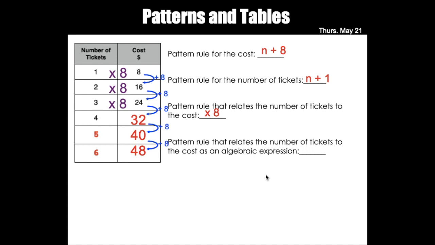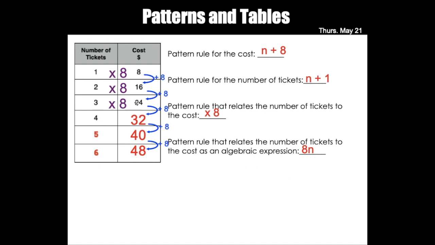How would I write this as an expression? Well, the variable would be the number of tickets purchased times 8. So for example, if I bought 100 tickets, the 100 would replace the n. It would be 100 times 8, so I would spend $800 on tickets. A bit absurd, but possible. I could also buy 10 tickets. This n represents the number of tickets purchased, so it would be 8 times 10, and I would have spent $80 on tickets.